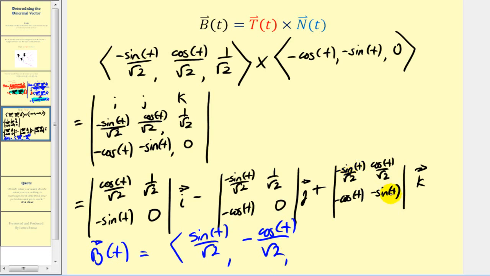Here we'll have sine squared t over square root of 2 minus a negative cosine squared t divided by the square root of 2. The numerator is going to be sine squared t plus cosine squared t, which is 1. Our denominator will be the square root of 2. Let's take this onto the next screen and evaluate this at pi over 2.